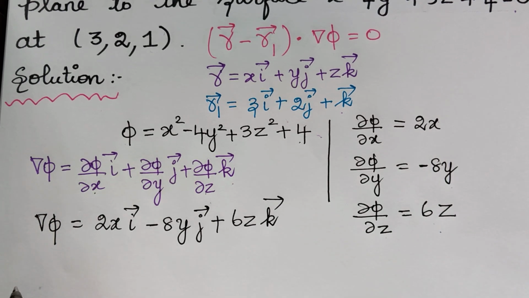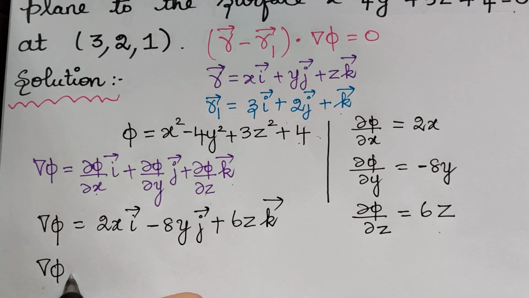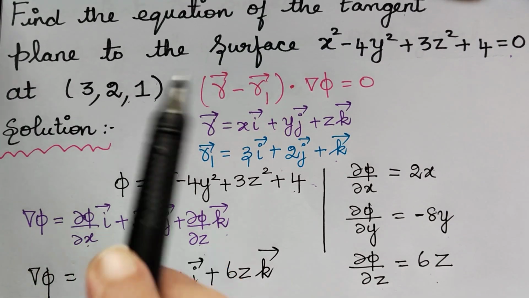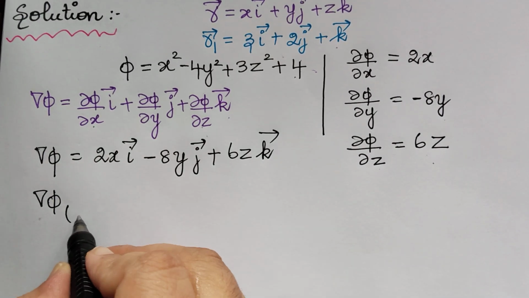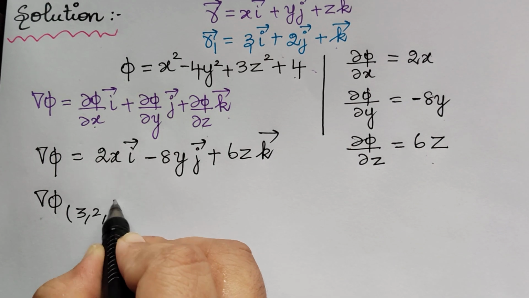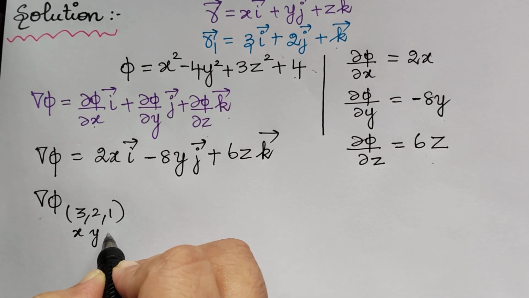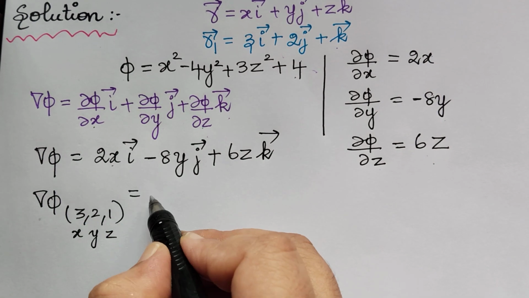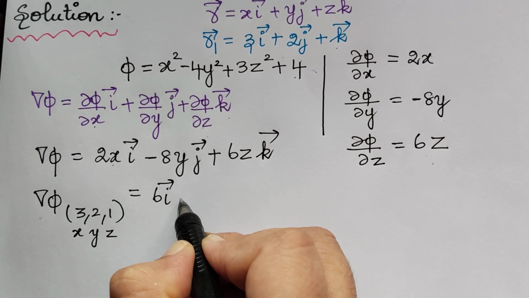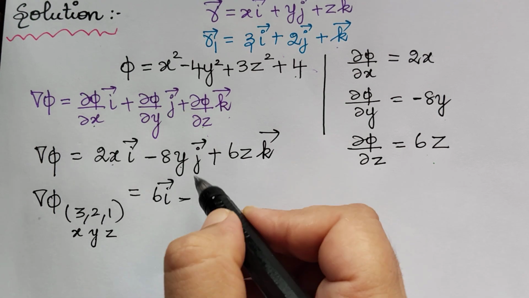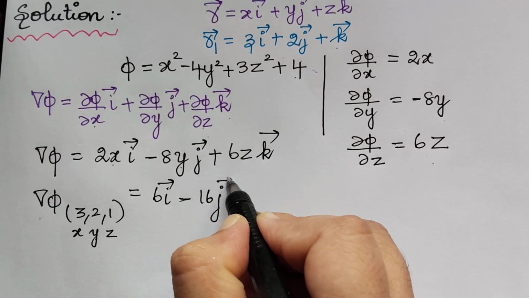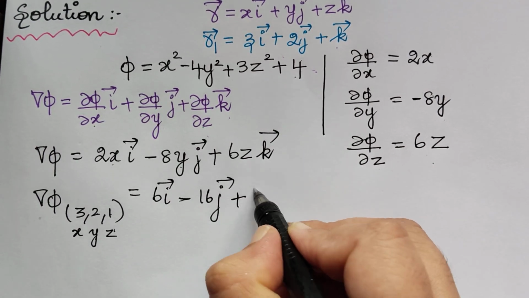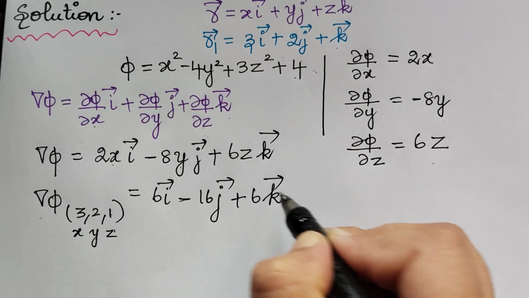Now we have to find nabla phi at the given point. So what is the point given? It is 3, 2, 1. So at this point we have to find. So 3, 2, 1. So x is 3, y is 2 and z is 1. So that will be equal to, so when we put x as 3, we get 6i vector minus, y as 2, 16j vector, and z as 1, we get plus 6k vector. So this is nabla phi.